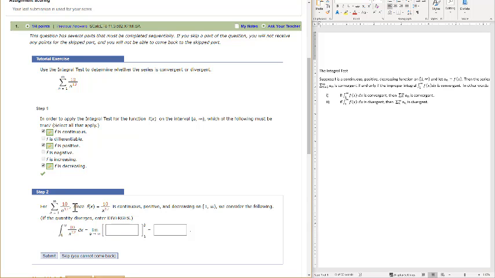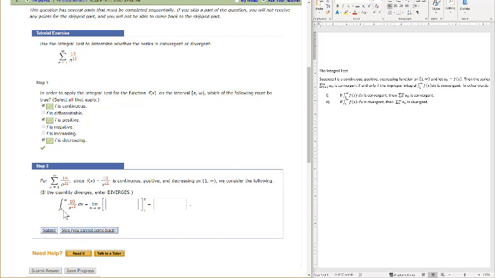So for our series, since f of x can be written now as 10 over x to the 12th, we're going to look at that as a continuous function. That function is positive, and that function is decreasing from 1 to infinity. So what we're going to do is take the integral from 1 to infinity. So remember that the integral changes into a limit as b goes off to infinity.